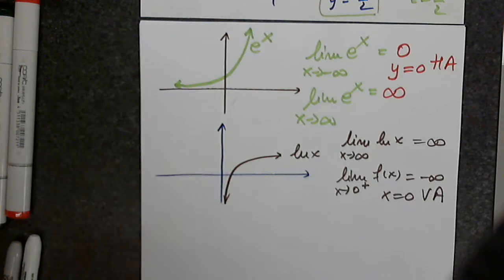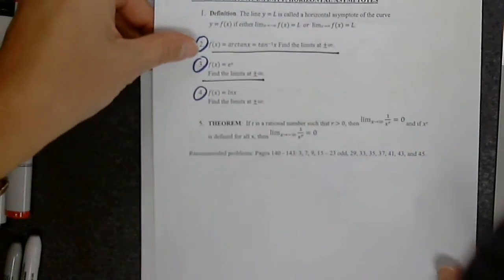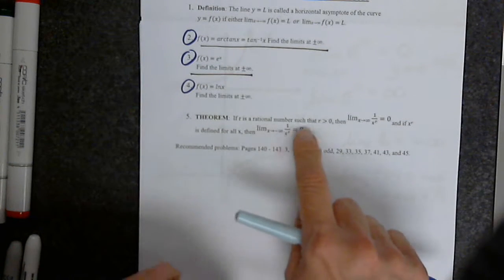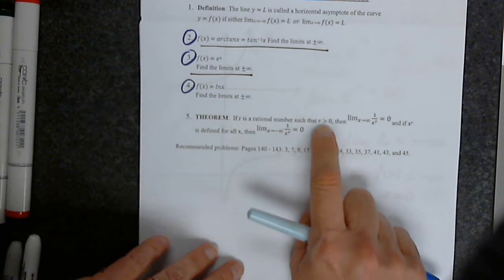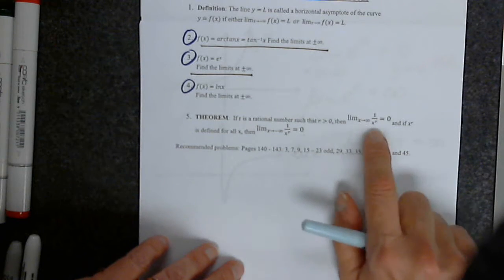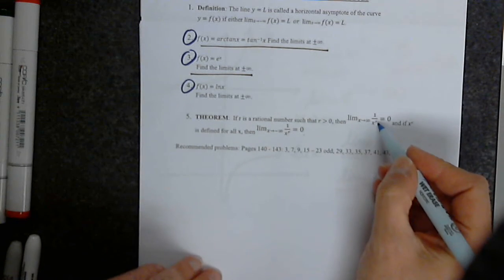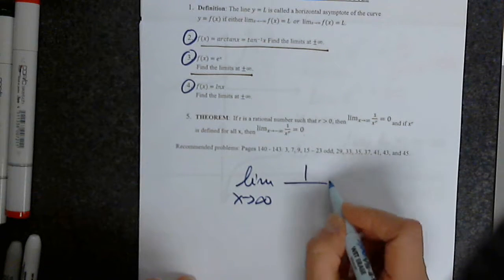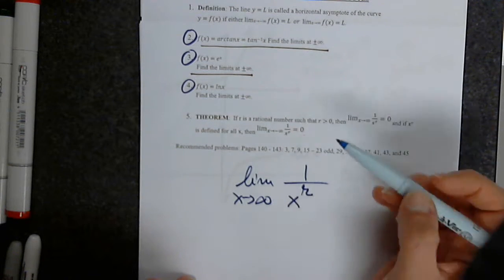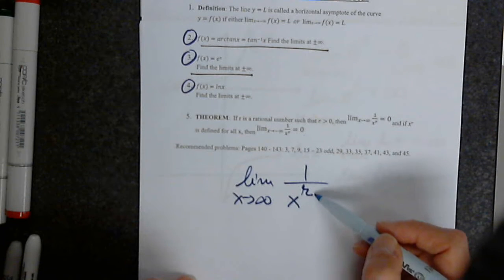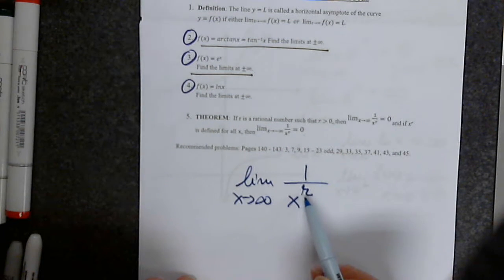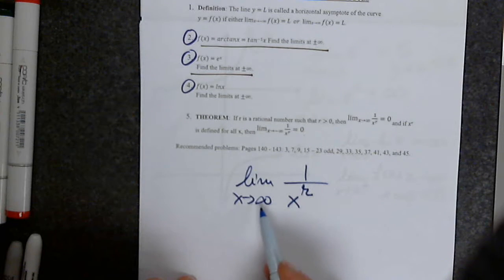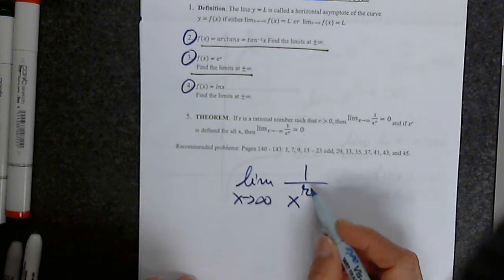Last thing before we look at problems here, the theorem. Let's see if we understand the theorem. So r is a rational number and it's a positive number. This is the exponent here. So I'm talking about the limit as x approaches infinity of 1 over x to the r, and r is a positive number. If r is a positive number, just imagine x squared. When x approaches infinity, where does x squared go?